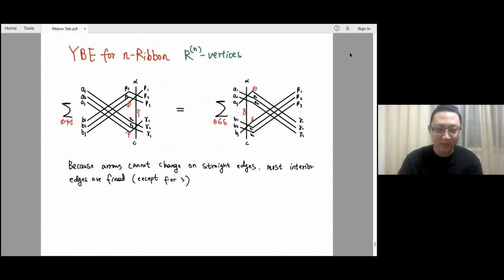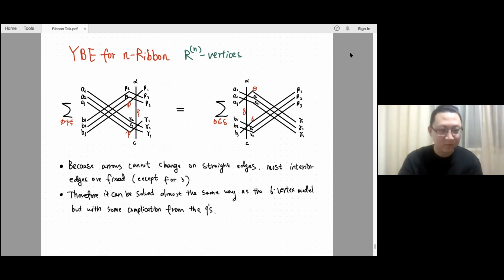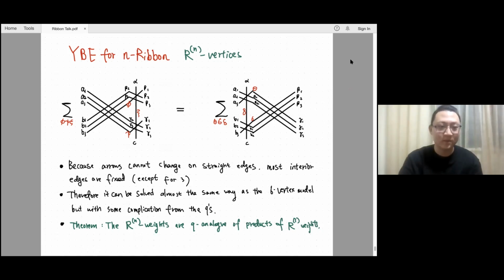So I'm not going to write down the exact solution to this Yang-Baxter equation, but in short, these Rn weights are Q analogs of products of these R1 weights, which is not surprising because LLT polynomials are Q analogs of products of Schur polynomials.